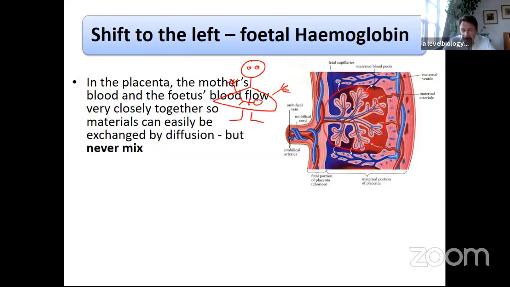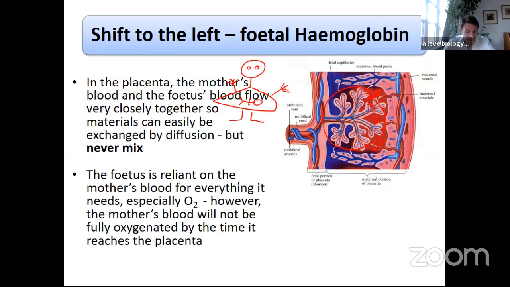Here we've got the fetal capillaries, and they sit in a vat of maternal blood. These are known as sinuses or lacuna, I think. Lacuna. So there is maternal blood here, and oxygen is going to be diffusing from the maternal blood onto the fetal blood. And it only can do that because the fetal blood has a greater affinity for oxygen.